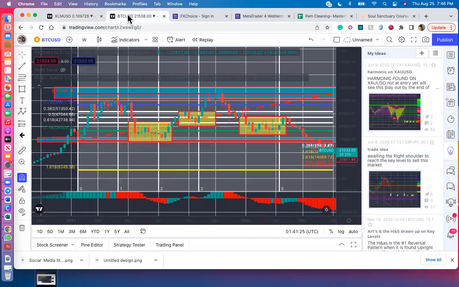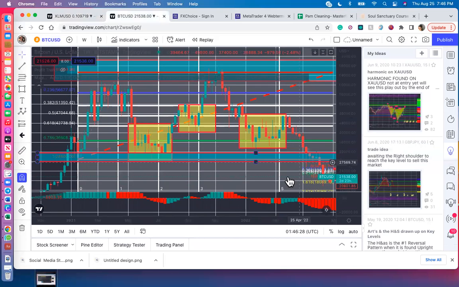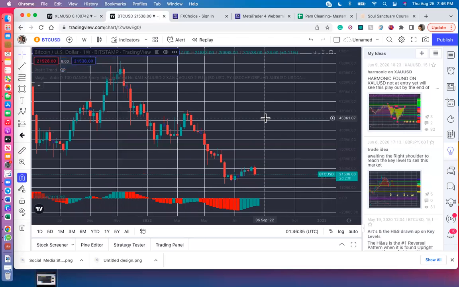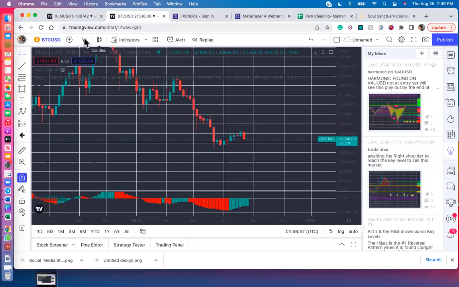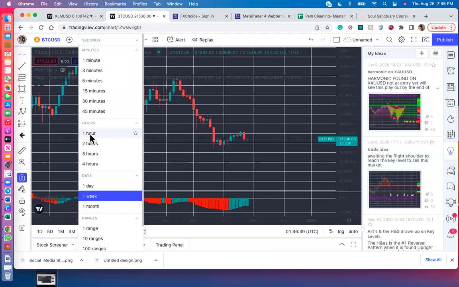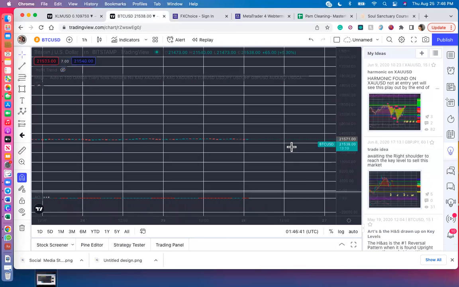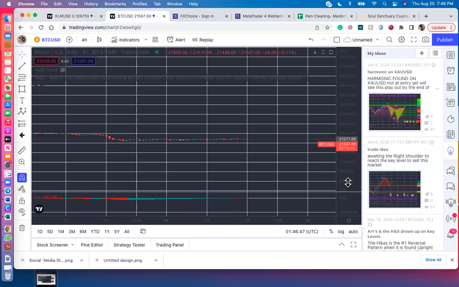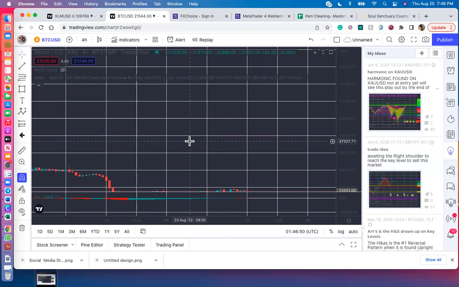So back to Bitcoin. I'm going to just delete everything here now. And I'm going to come down to the hour. Actually, I'm going to come down to the 4 hour. 4 hour. We have 2 minutes left.